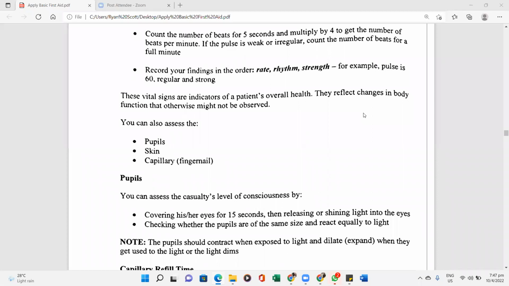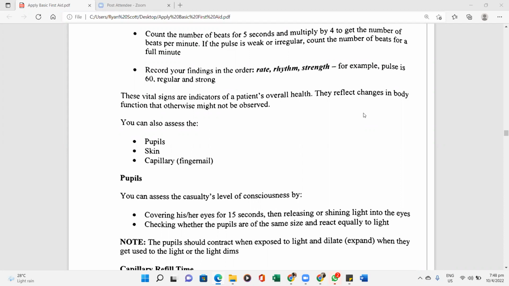And these vital signs are indicators of a patient's overall health. They reflect changes in the body. You can also check the pupils and the skin and the capillary refill. Okay, that's perfect. So scroll down.